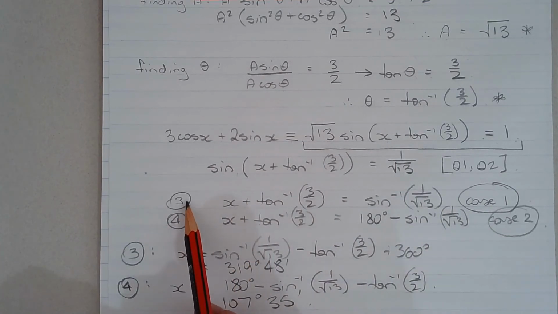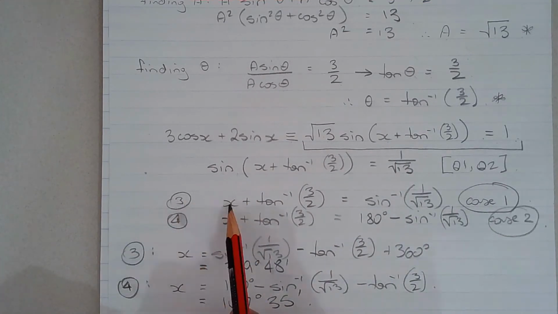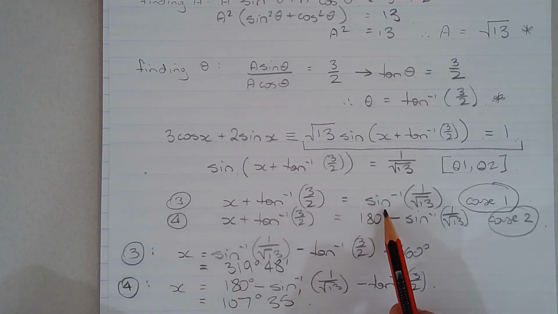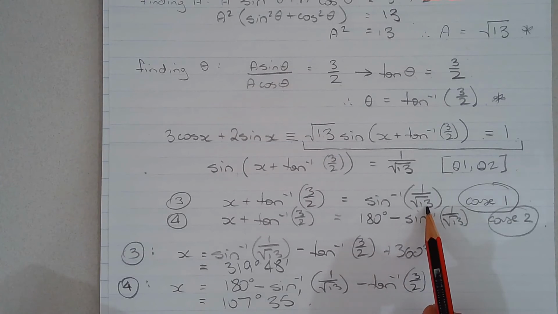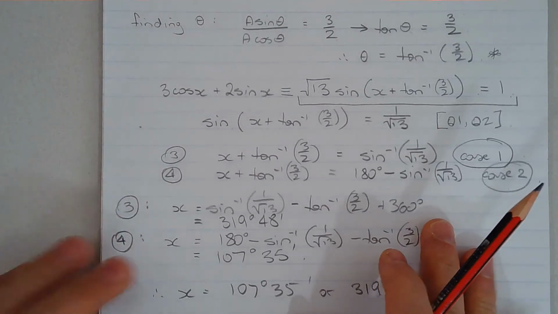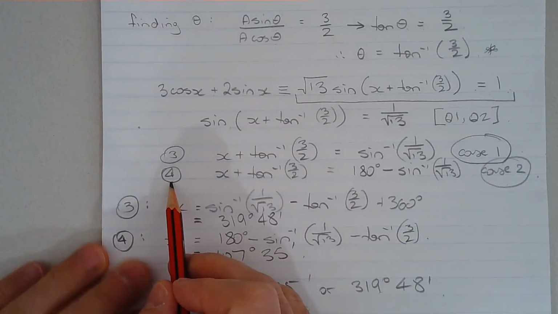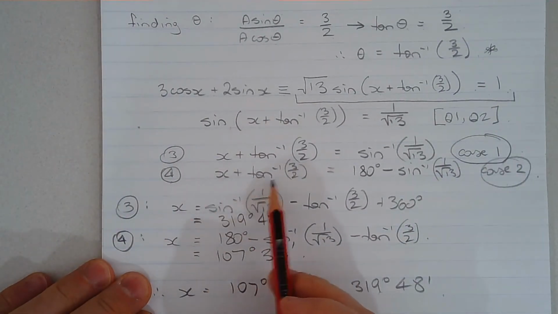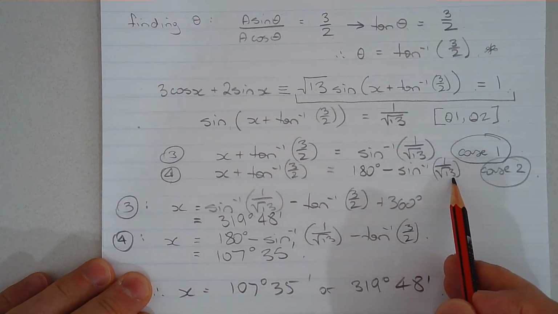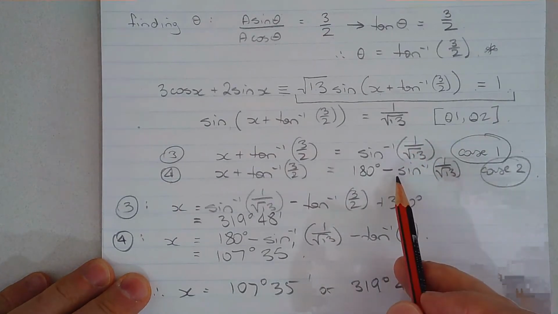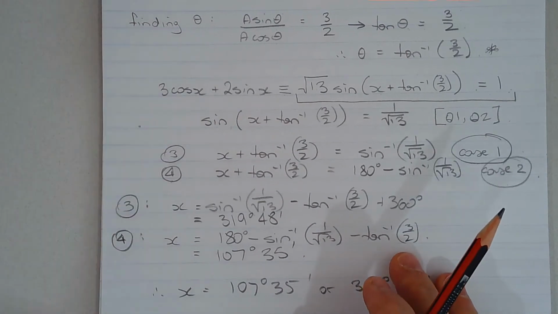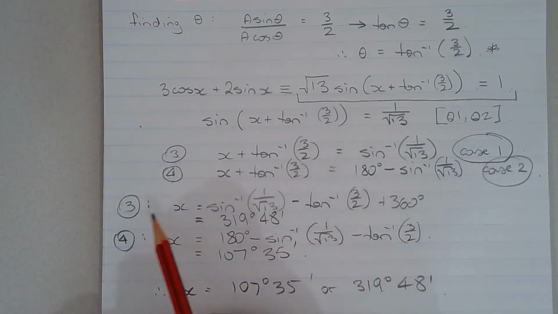So now we have our two cases. Case 1, which I've labelled as equation number 3, is x plus inverse tan 3 on 2 is equal to inverse sine 1 on square root of 13. And case number 2, which I called equation 4, is x plus inverse tan of 3 on 2 is equal to 180 minus inverse sine of 1 on root 13. So this is quadrant 1, this is quadrant 2. Now solving each of those two cases.